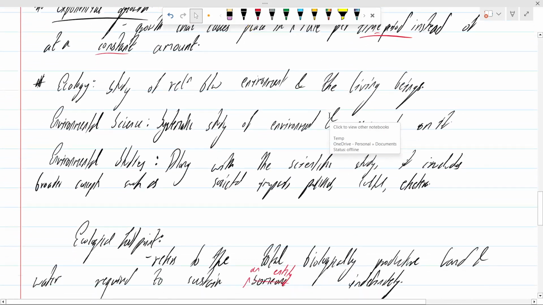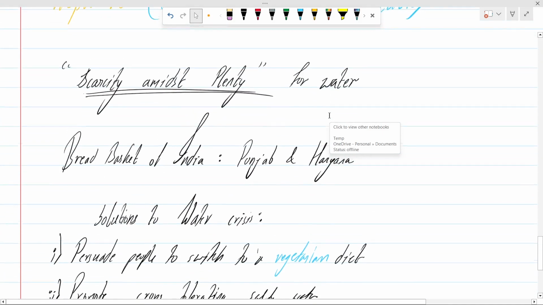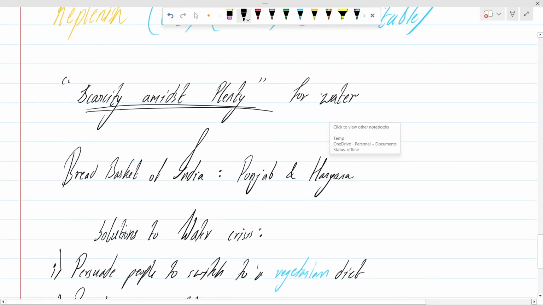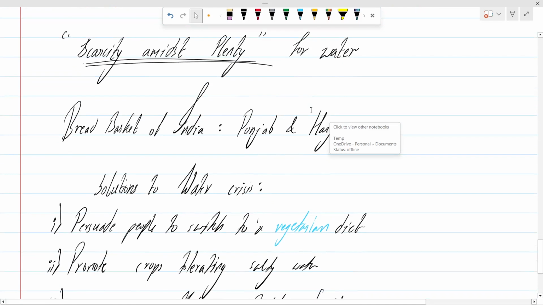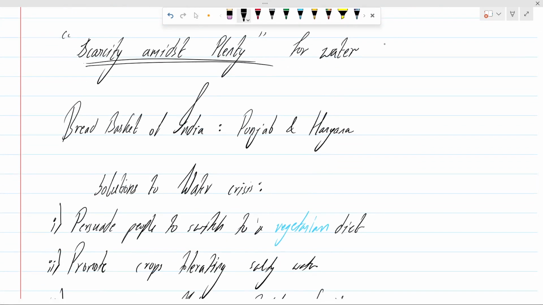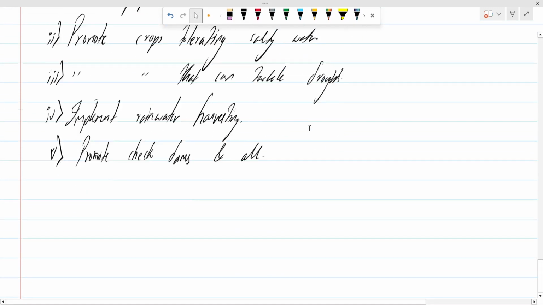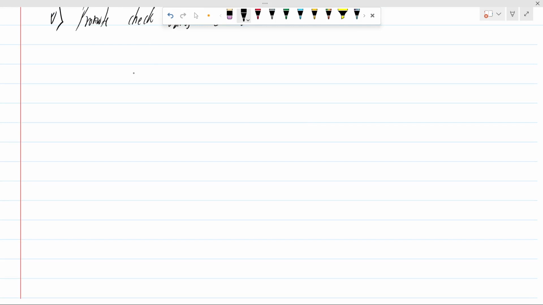So now moving forward to our next important point. ये हो गया. इतने सारे पढ़ के रखे. Scarcity amidst plenty for water. Bread basket of India. You know, right? These are all stories. Should I tell or not required, right? Solutions to water crisis. क्या क्या solutions हो सकते हैं water crisis के? Wanna talk about that? No. Okay. So where should we start?